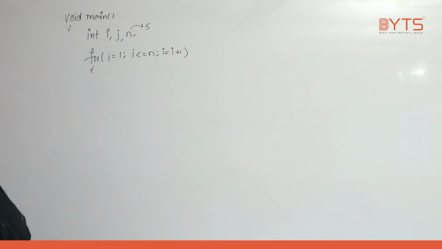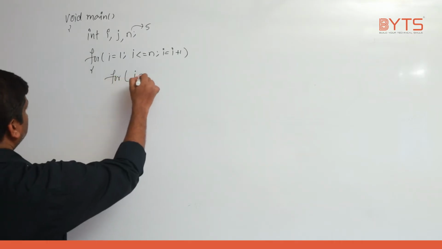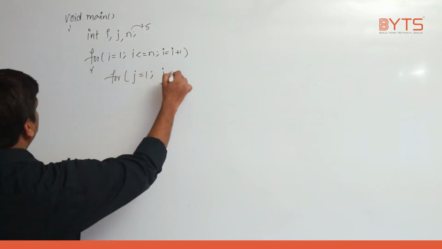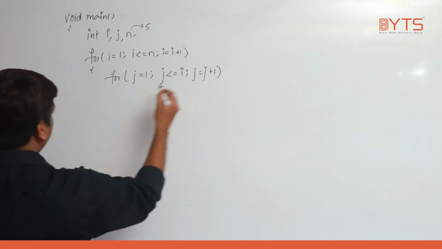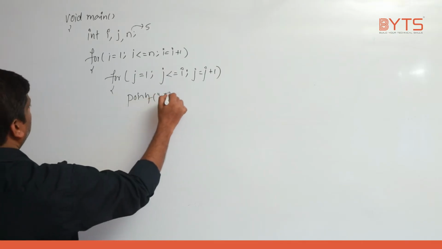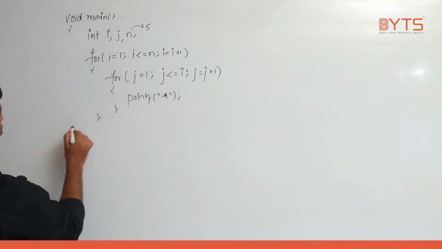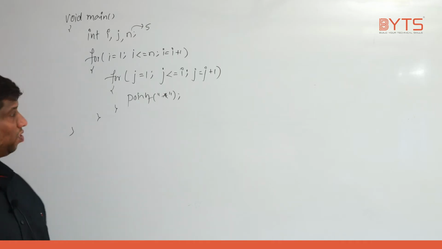So I am doing two tasks for you parallelly, a little interesting here. For j is equal to 1, j less than or equal to i, j is equal to j plus 1. Now I am simply printing one star for you. Well, now we need to estimate the time complexity of this program.